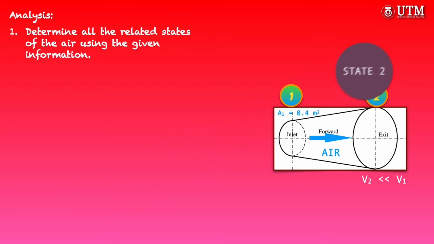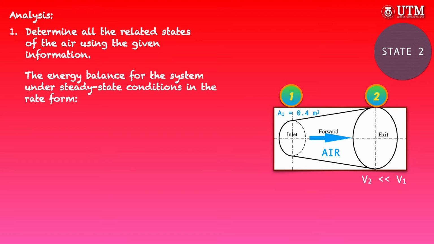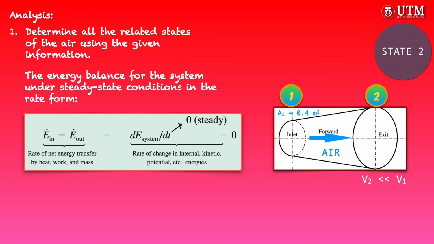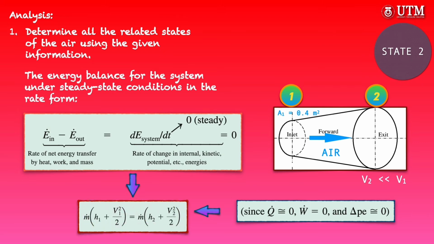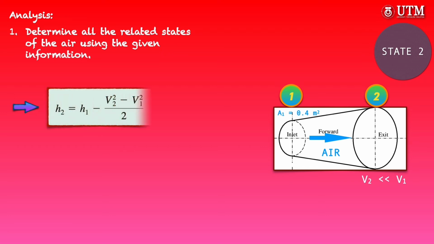To determine the air properties at state 2, we will use the energy balance for this control volume under steady state conditions in the rate form, as presented. Since the rate of change in the total energy equals 0, the expression reduces to the following terms. We know that the diffuser does not involve any work and heat interactions. Thus, those terms can be eliminated from the equation, and it becomes the following expression. And we solve for h2 in the following manner.